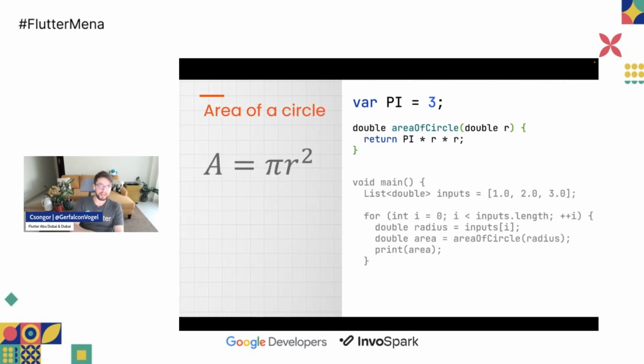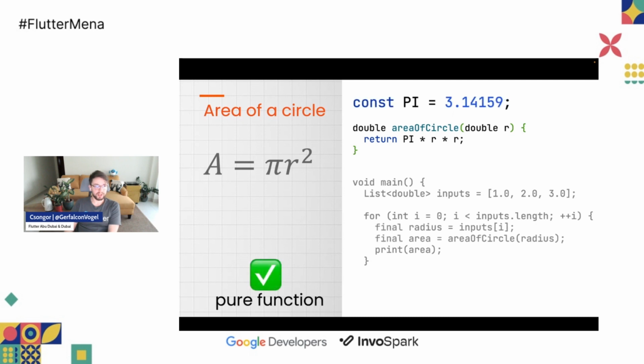So if you are going back to the example and we say, okay, let's change this pi variable, let me also start a pointer. If you are changing the pi variable, for example, to a const value, then we can ensure that our function will always return the same values every time.